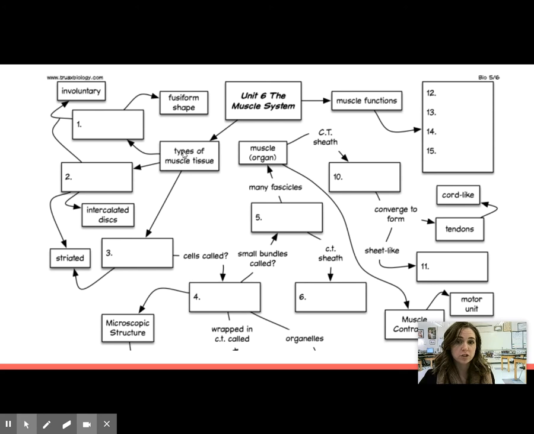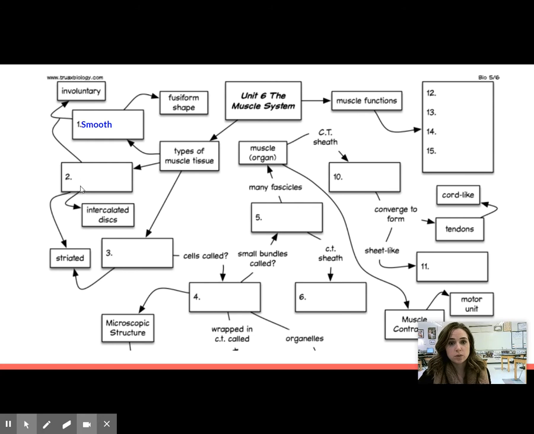All right, so starting off here with the muscular system, we branch off first to our different types of muscle tissue. Number 1 over here, this muscle tissue type is involuntary and it has a fusiform shape, meaning it is more spindle shaped. That should be your smooth muscle.